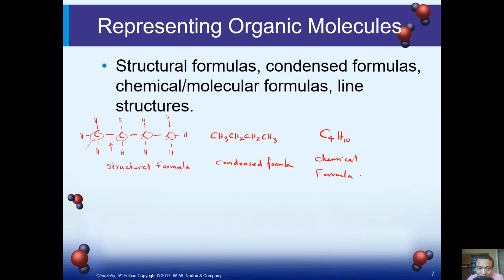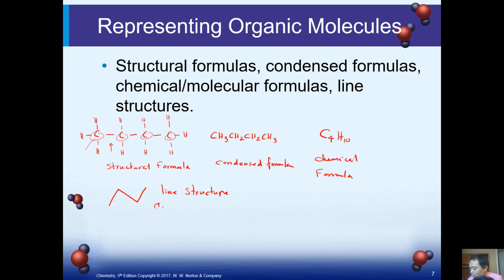Another way, the last but not the least, we're going to introduce to you is the so-called line structure. In this structure, we use zigzag lines to represent the backbone of the carbon. So at the terminal position, we have 1, 2, 3, 4. So you look in this line structure, or sometimes it's called a bond line structure. But I'm going to say this, called a line structure.